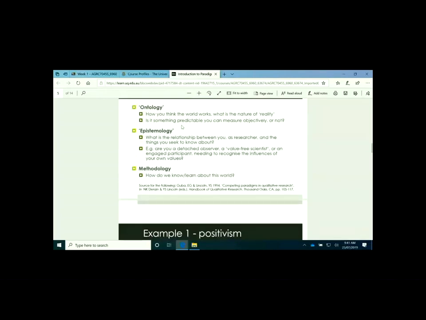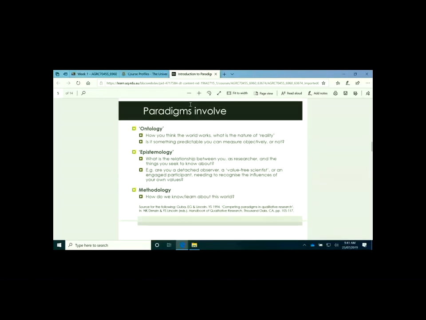All right. So when we think about paradigms, research paradigms, they have 3 components. One is what's called ontology, all right? And that's how we think the world works and what is the nature of reality. So essentially, is it something that's predictable and that can be measured objectively, or is it not? Is it subjective? Is your view of reality objective or is it subjective?